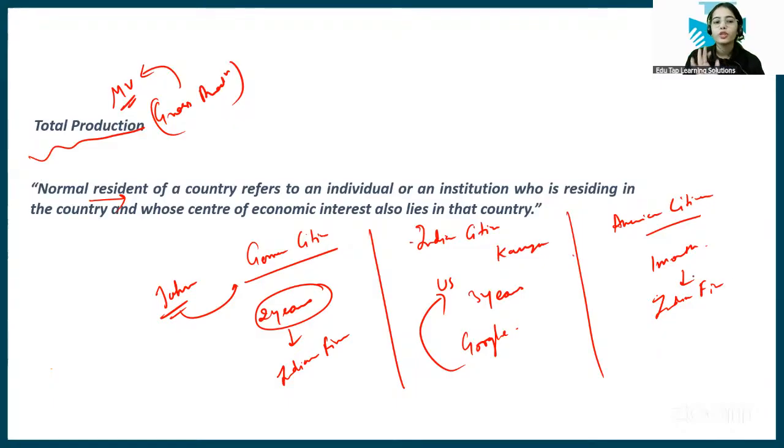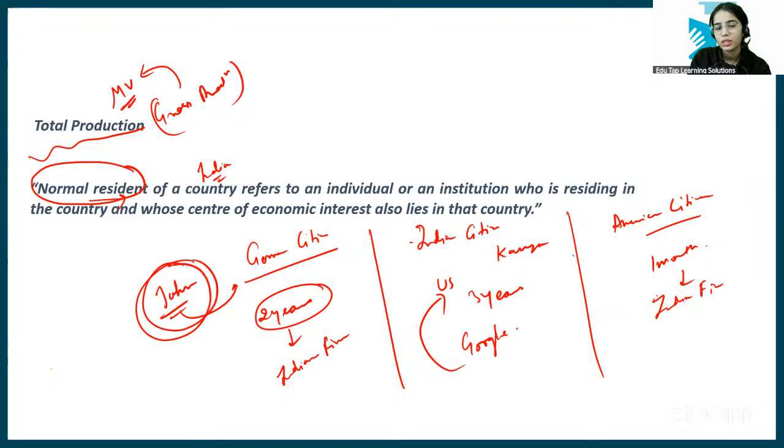So, according to you, who is the normal resident of India? Who is the normal resident of India? Kavya is an Indian citizen. Okay. Some are saying John. Okay. Many of you are saying John. So that means you have studied this concept before. Correct. Yes. Normal resident. Who is the normal resident of India? It is John.